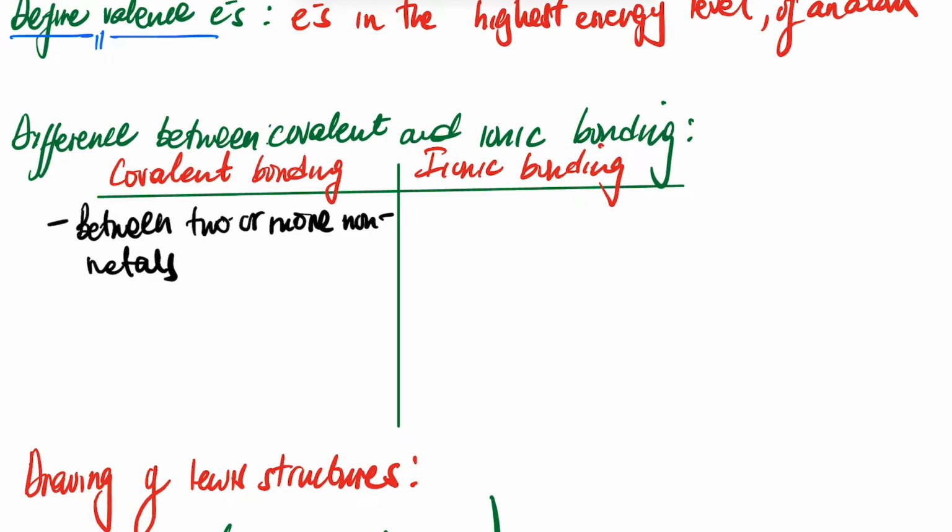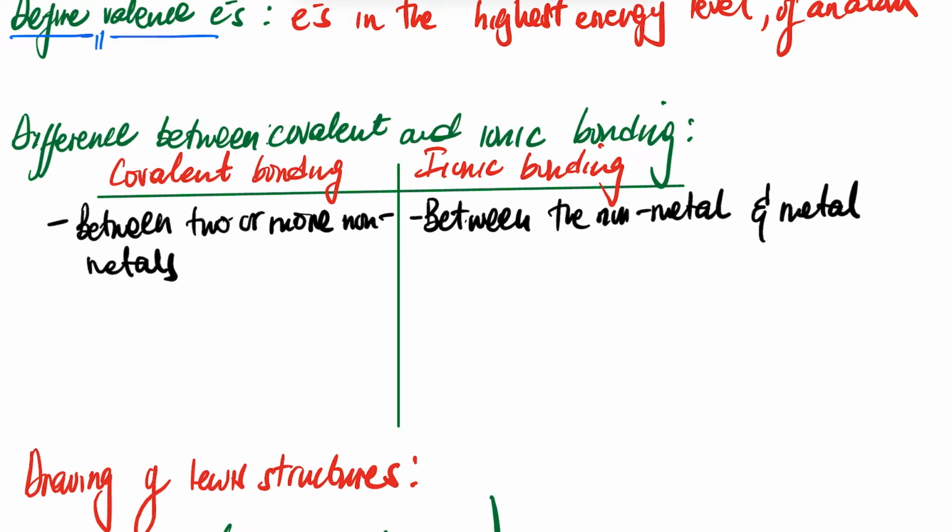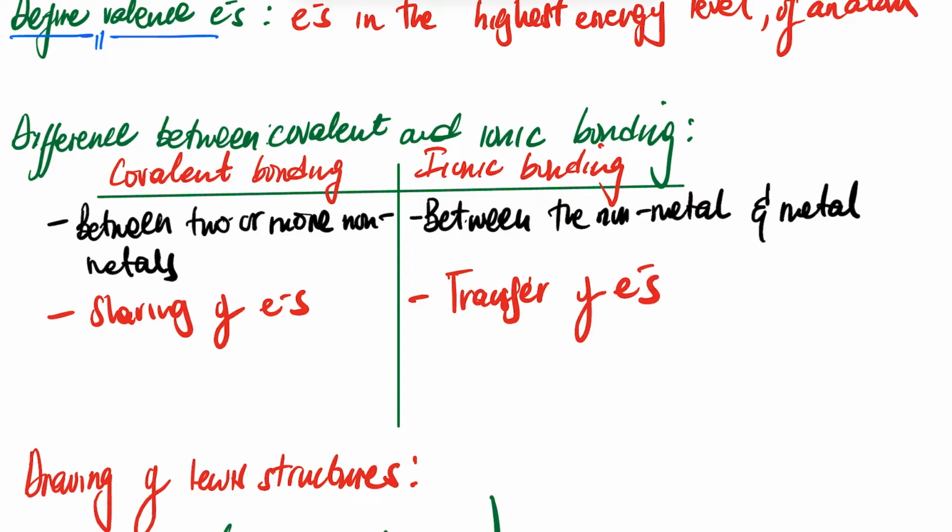The ionic bonding occurs between a non-metal and a metal. And then the last point: in covalent bonding, there's a sharing of electrons, and in ionic bonding, there's a transfer of electrons.